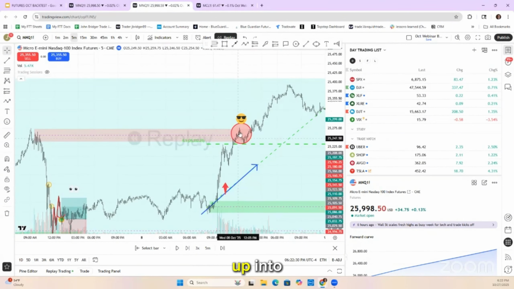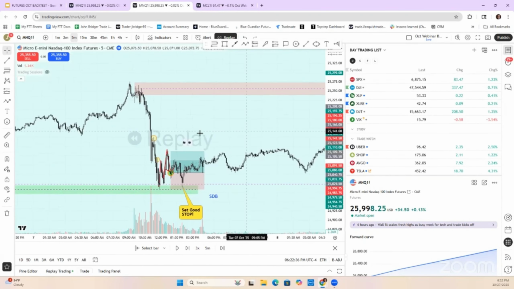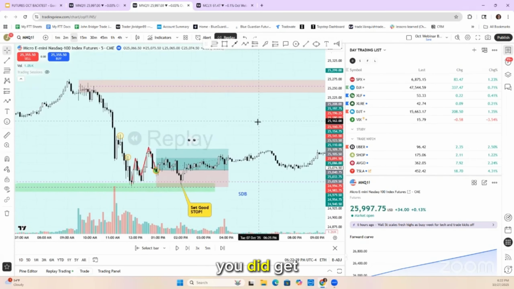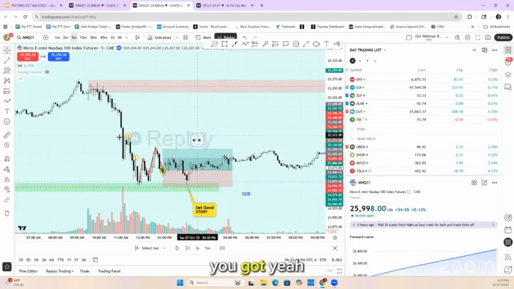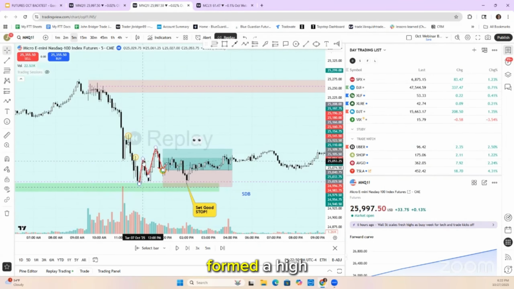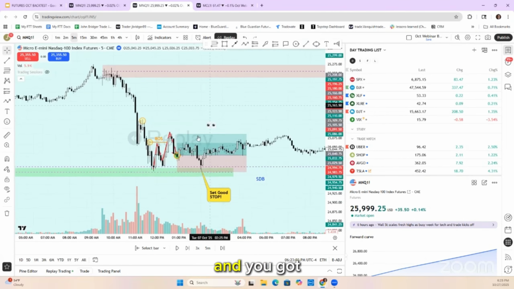Again, price went way too deep into the supply zone, right? No clean break of structure, so no trade there. This one is a little tricky. I did want to emphasize here where you did get a good break of structure, but notice you never got to finish. You got the strong high here, a drop, another strong high here, and price came in, nice reaction to the zone, formed a high, drop, formed a second high that broke that stronger high, right? So that becomes your break of structure right here, and you got the opportunity.